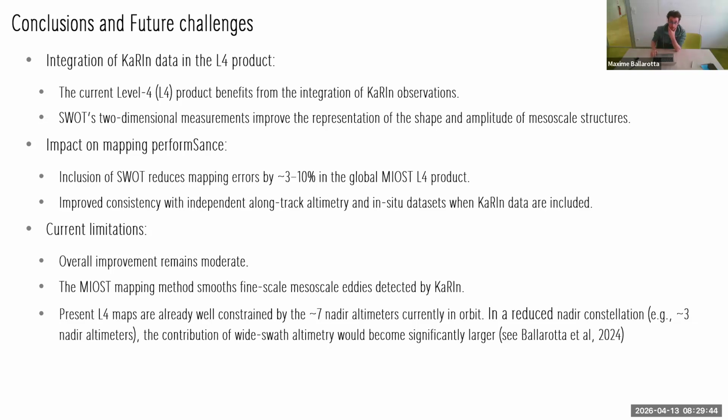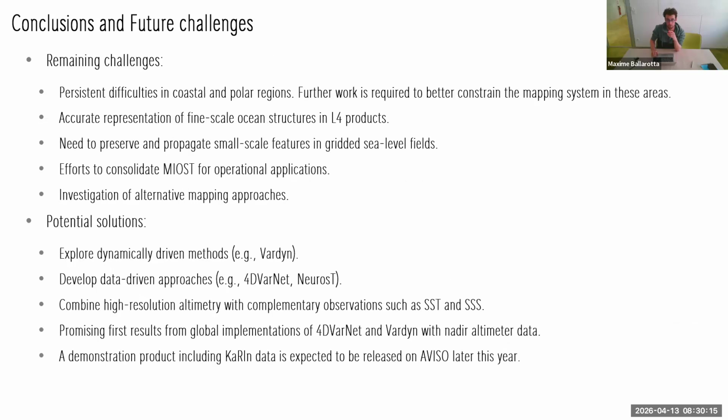But if we had a reduced nadir altimeter constellation, the impact of wide-swath altimetry could potentially be significantly larger. This has been published in a paper two years ago about the first assessment of Karin. I think it was with a V1 dataset. I'll put the paper at the end.